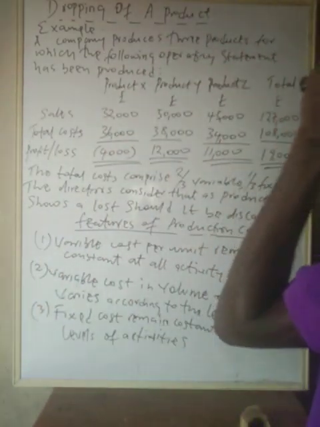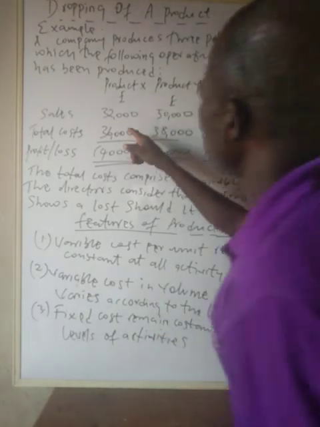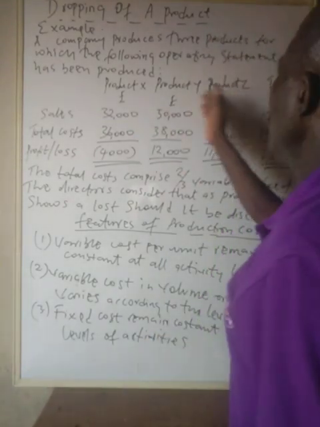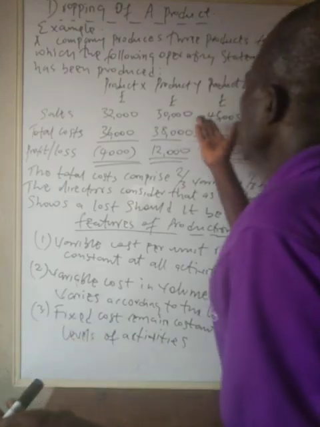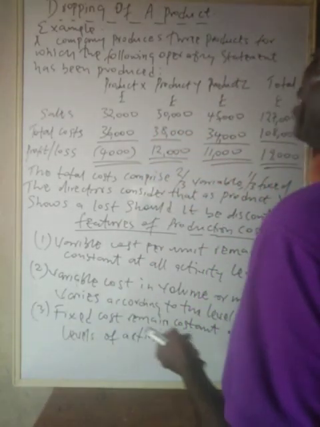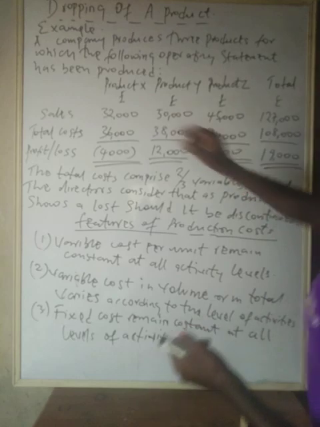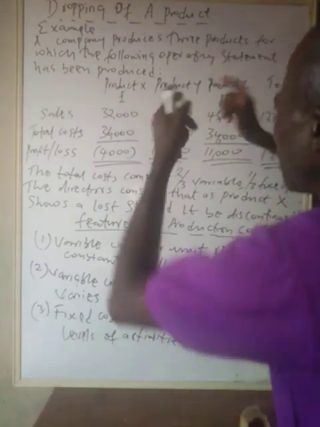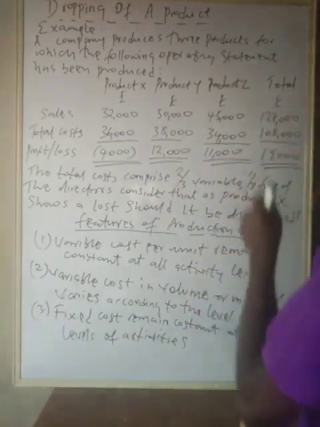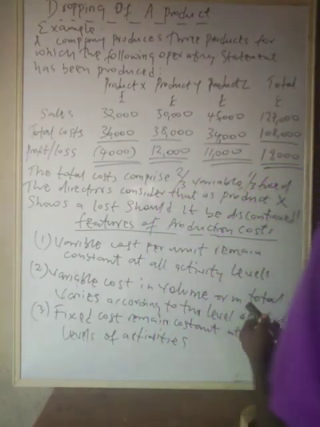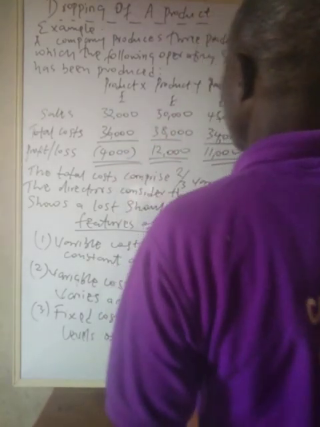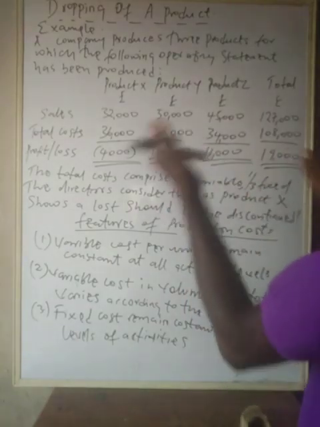Whatever the unit, the fixed cost remains the same. Whether you produce this and this, the fixed cost remains the same. Or whether I produce this and this, the fixed cost remains the same. It's only the variable cost element that varies according to the what? According to the level of activities. So, whether we discontinue this or not, the fixed cost remains the same.